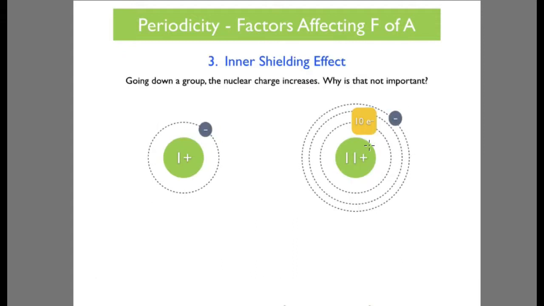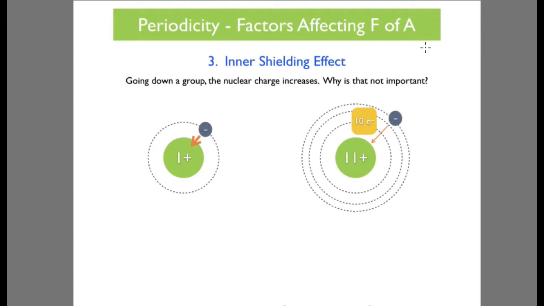Another factor affecting force of attraction is the inner shielding effect. When we go down a group, the nuclear charge increases, and yet it's not important for some reason. Why is it not important?